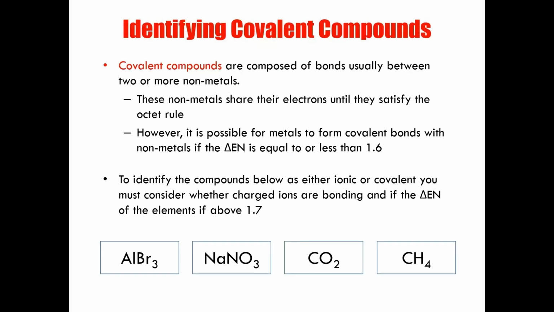So, to identify compounds as either ionic or covalent, you must consider two things. One, whether charged ions are bonding. And two, if the difference in electronegativity between the bonding elements is above or below 1.7. Remember that 1.7 is the threshold. 1.7 and above is an ionic compound. Less than 1.7 is a covalent compound. So we have four compounds listed below. Let's take a closer look at each one of them and see if we can identify ionic from covalent.